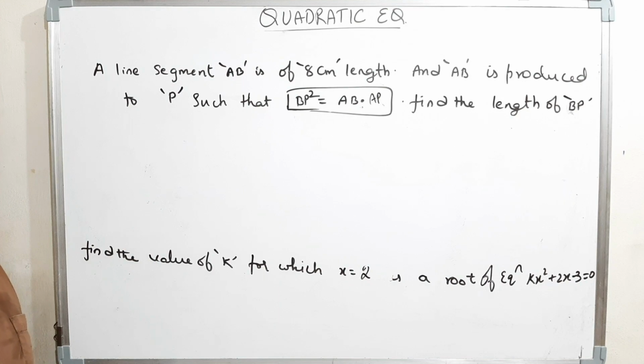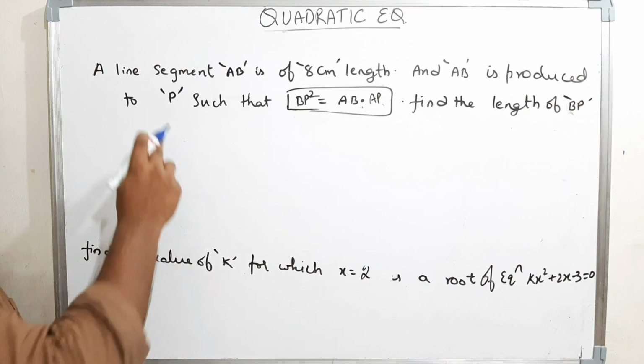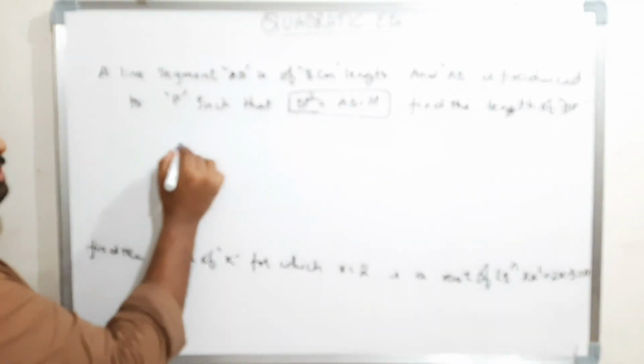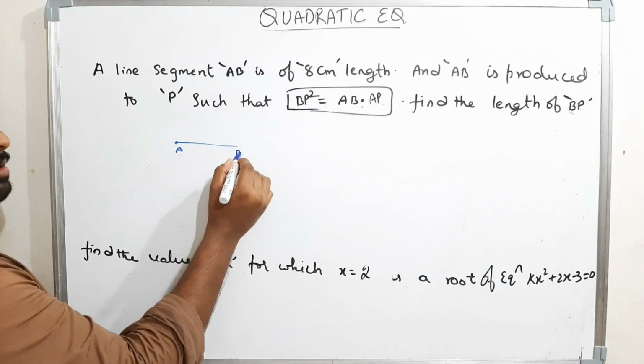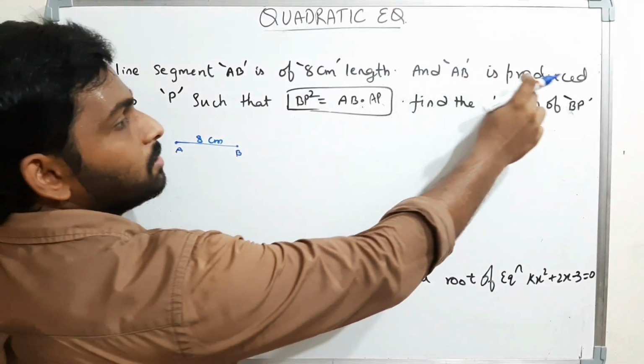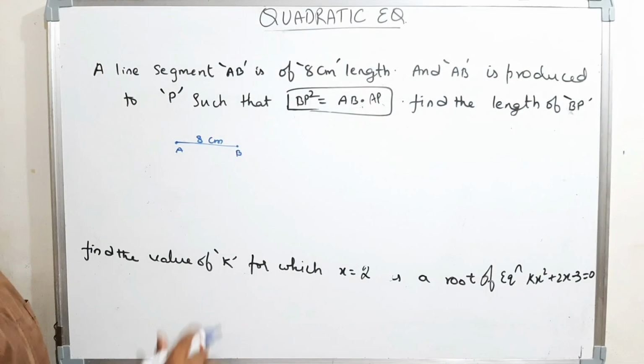Okay, now we'll see one more question. A line segment AB is of 8 centimeters. Okay, they told the line segment AB. What is the length? 8 centimeters. Well and good. And AB is produced to P.